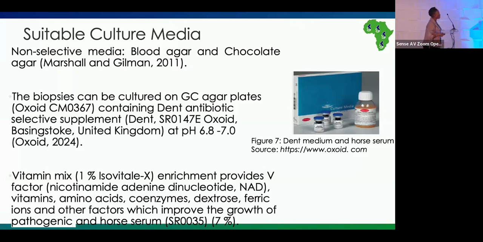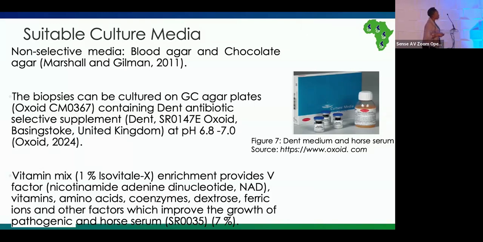Because, like I said earlier, H. pylori is fastidious, and it requires an enrichment medium in order to grow. So the vitamin mix, horse blood or horse serum will be added, and most times the vitamin mix, about 7% to 10%, is added into the agar so that it will enrich the medium.